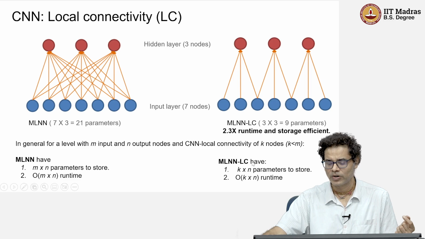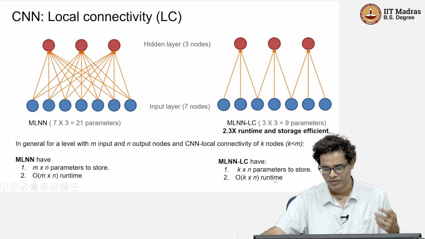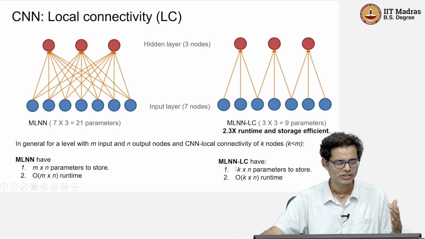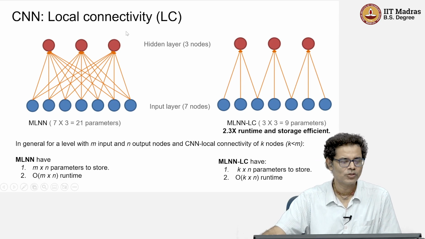For this one with local connectivity, so this is still a multi-layer neural network, but with local connectivity, the number of parameters becomes K into N. K is the number of nodes connected to this node. So K, and there are N output nodes. So K into N parameters, and the number of multiplications is also the same. But you have much lesser operations or much lesser parameters to store. So this is one advantage. Then this is local connectivity.